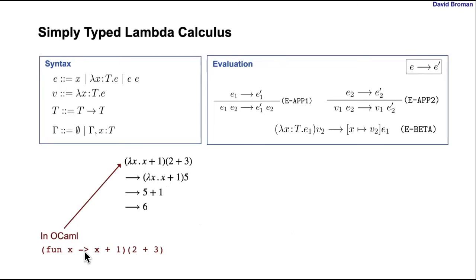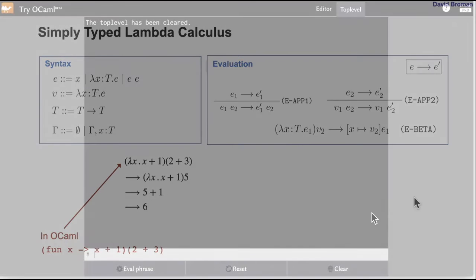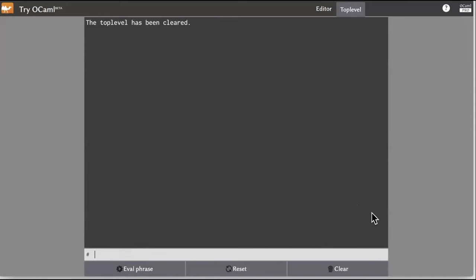We can also see that we write arrow here in OCaml. This is the same as the dot, so that we separate the parameter from the body of the lambda. And here you have x plus 1, and then you have the argument. So let's write this in OCaml. And we just use this REPL here. So we can write fun x plus 1, and then 2 plus 3. And we compute and get the value 6.